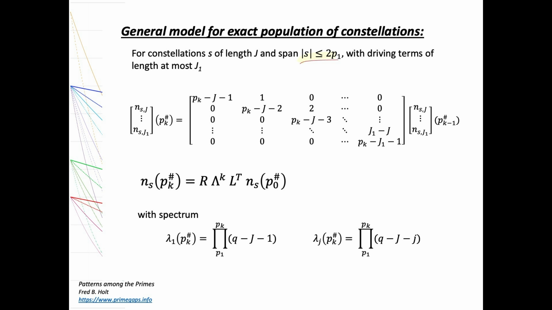It's the same left and right eigenvectors. The right eigenvectors are an upper triangular Pascal matrix of alternating sign. The left eigenvectors are an upper triangular Pascal matrix. So the products telescope and we end up with a very simple diagonal matrix for the eigenvalues. The spectrum now is dominated by this factor, prime minus j minus 1, still super exponential.